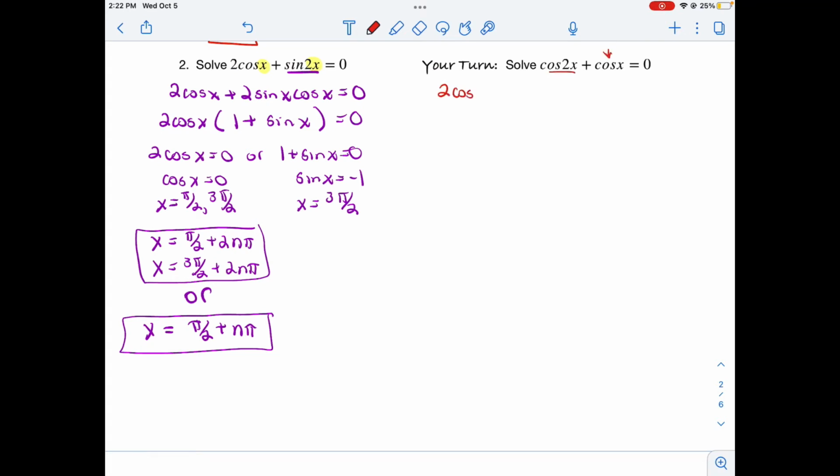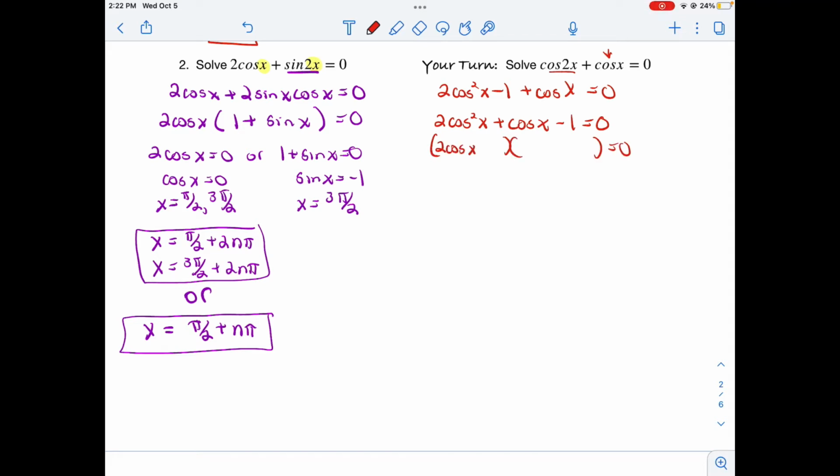Okay, so I'm going to replace cosine of 2x with 2 cosine squared x minus 1. I chose that formula because I had a cosine already in my equation. It was the only other trig function, so I wanted the same trig function. So you're going to look at what you have to decide which of the three double angle cosine formulas you're going to use.